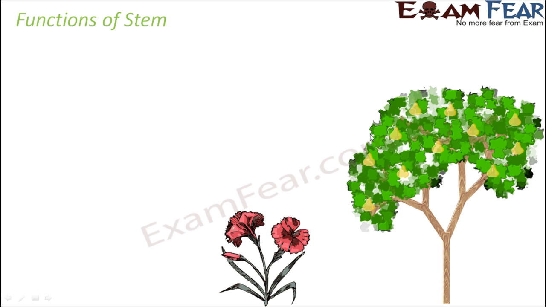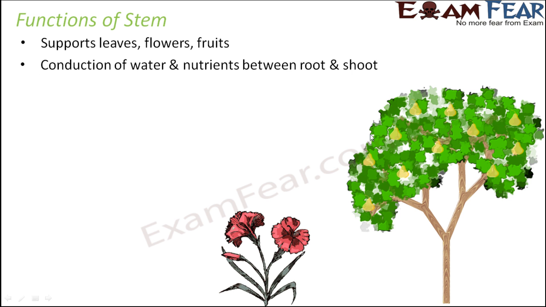Now, what is the function of stem? Why do we have this axis? Is it just to hold the leaves and flowers? No, not like that. It has some very crucial functions to perform. One function is that it supports leaves, flowers and fruits. Had this not been there, then where would the leaves, flowers and fruits have gone? So one thing is support, but the most important thing is conduction of water and nutrients between root and shoot.